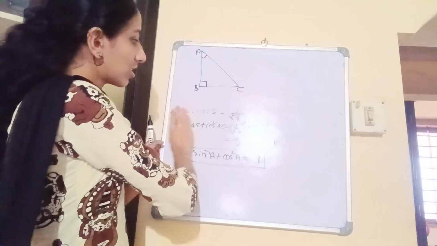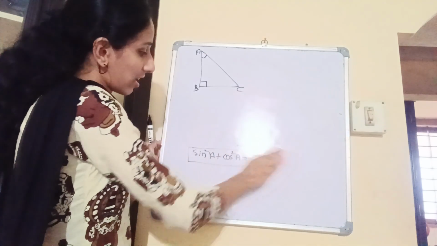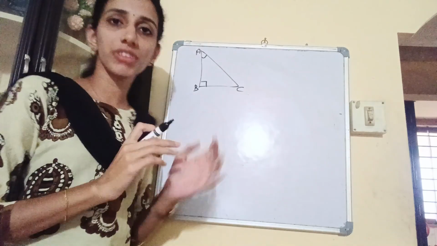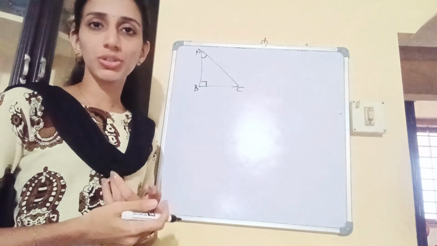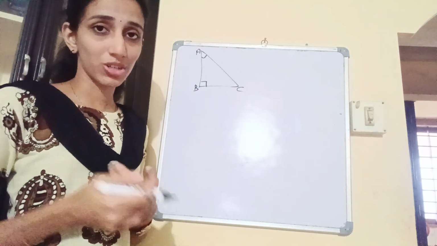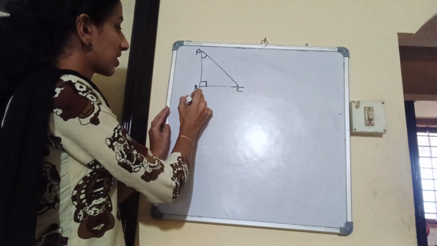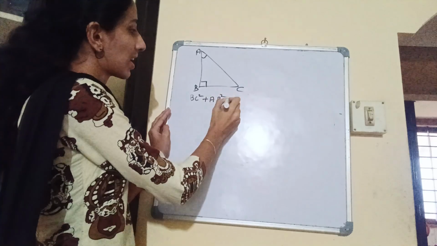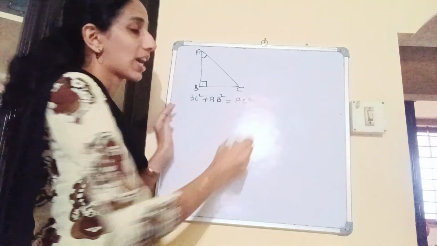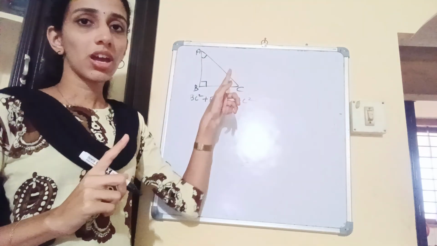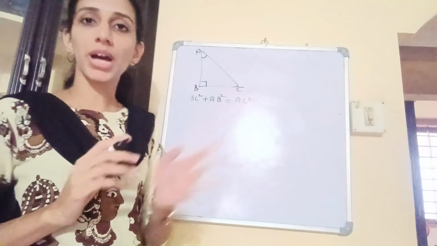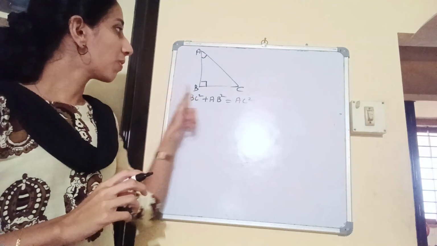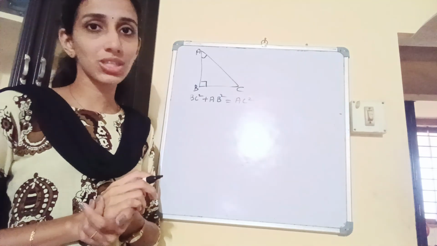The next trigonometric identity, we can also use this triangle. Here also we have the right triangle, triangle ABC. We are again going to write the Pythagoras theorem. What is Pythagoras theorem? Yes, BC square plus AB square equals AC square. In the first section we divided the whole term by AC square. Next we are going to divide all the terms by BC square.